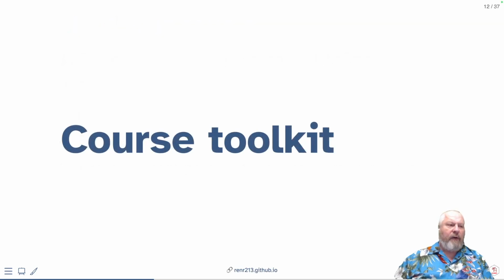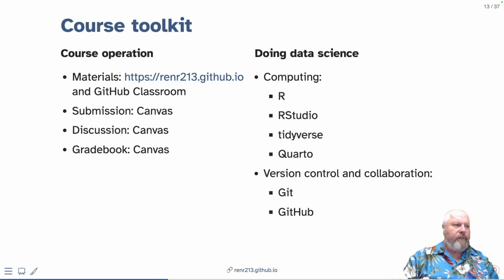Okay, let's examine the course toolkit a bit. So some details as far as operating the course goes. Most of the material will come from this website, linked at the bottom of this page, and GitHub Classroom. So your assignments will be distributed to you through an email, which gives you a link from GitHub Classroom. When you click on that link, it'll set up a GitHub repository for you to use for your assignments. And that will become more clear later.